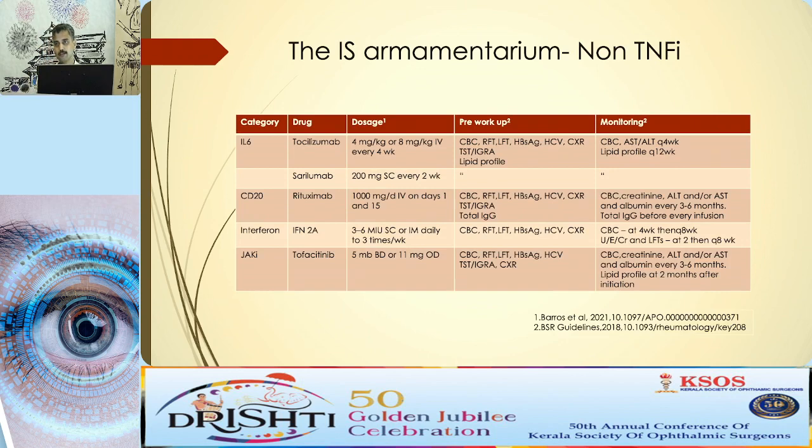There are a few non-TNFi biological drugs available, like the IL-6 antagonist tocilizumab, and rituximab targeting CD20, but there are only case series or case reports. We don't have any clear-cut evidence on their effectiveness. The new molecule is the Janus kinase inhibitor tofacitinib. It is not a biological drug. It is one-tenth the cost of biological drugs, and it is as good as biologicals in many rheumatological conditions like spondyloarthritis or psoriatic arthritis. There are enough case reports and case series coming up with the use of tofacitinib in many of the uveitis syndromes.